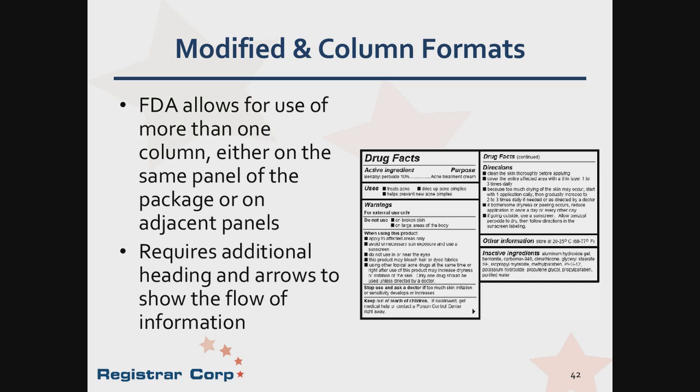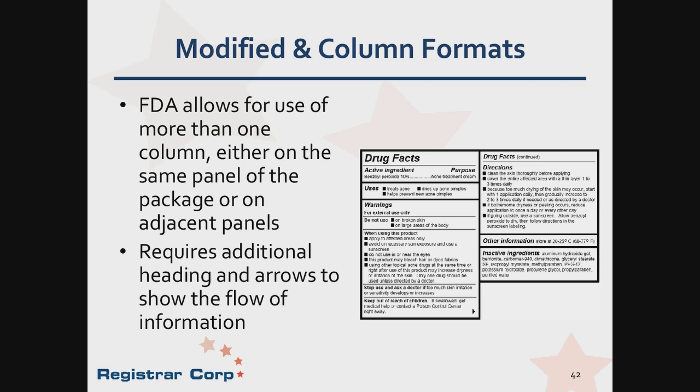There are a couple of different types of formats. So there's standard format, but it can be modified in certain ways. FDA, for example, allows use of more than one column, either on the same panel of the package or on adjacent panels. So you can see here an example of the column format. You can see this is on the same panel, so they're adjacent to each other. You'll note that there's a little arrow in the bottom right corner that directs the reader to the next panel to ensure that they have complete information about the product.